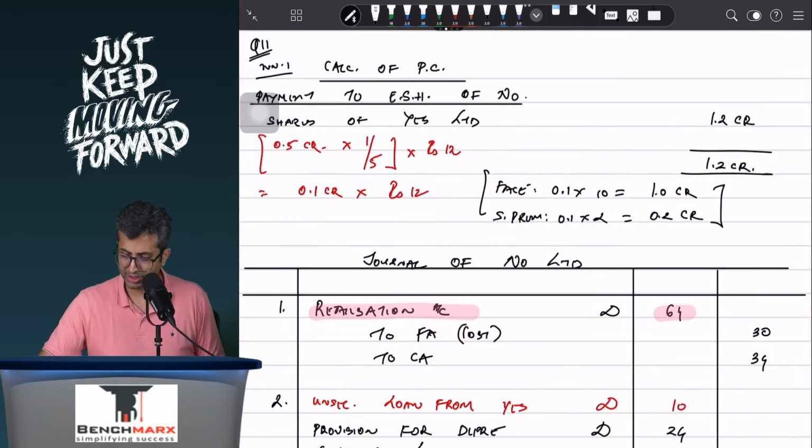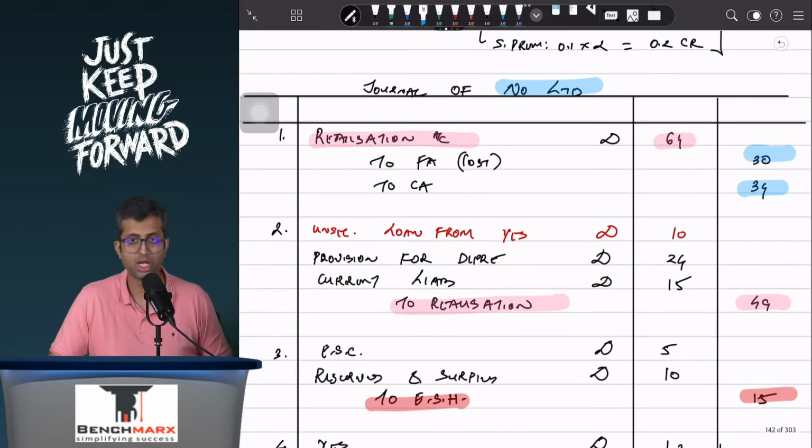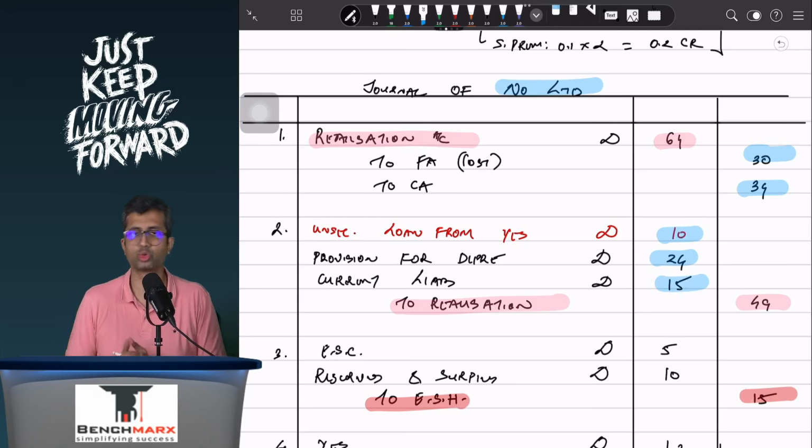So you have PC of 1.2 crores as we discussed, and then in the books of Nu, you will have realization account debit to fixed assets 30, to current assets 34. Then in realization, liabilities will be transferred, so there will be provision for depreciation, which is 24. Even unsecured loans will be transferred 10. Everything, current liabilities 15, will go to the realization.